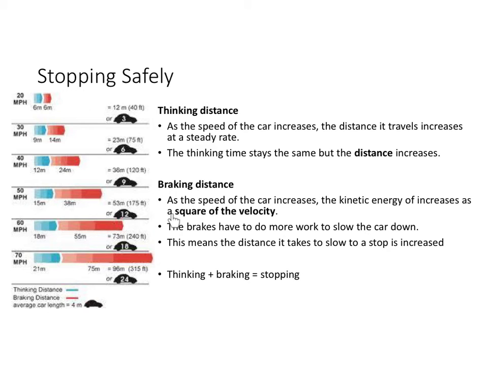If we look at braking distance, as the speed of the car increases, kinetic energy increases as a square of the velocity. So we already know that KE is proportional to v squared. If you double the velocity, you quadruple the kinetic energy. We can prove that by having a look at this. From 20 miles an hour, we've got 6 meters braking distance. If we double that to 40, we get 24. If you double your speed from 30, 9 to 18, and so on, 14 is pretty much 55 meters.